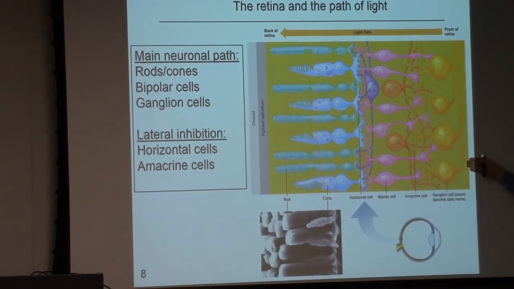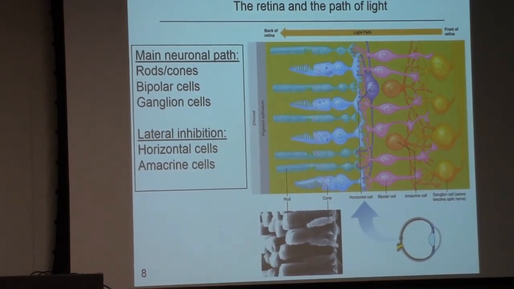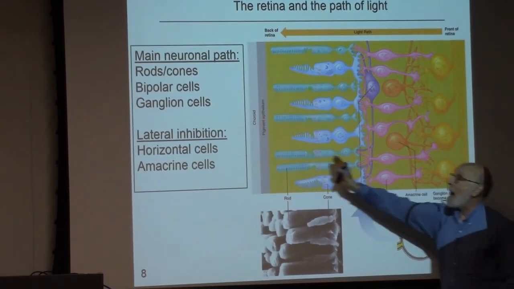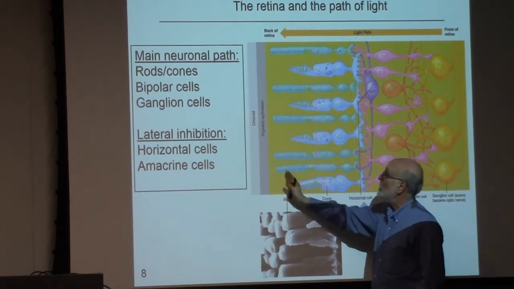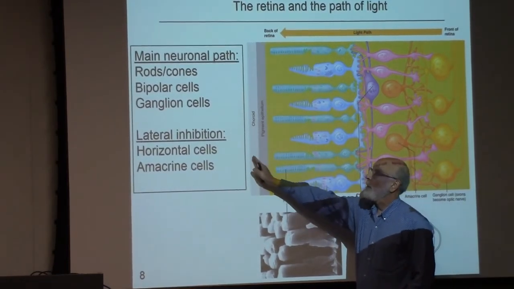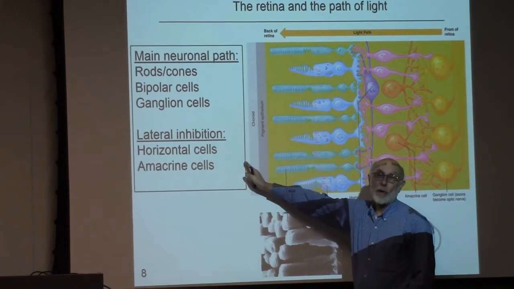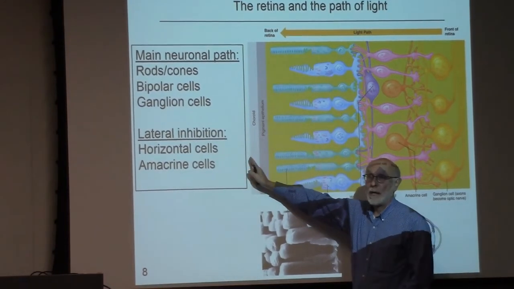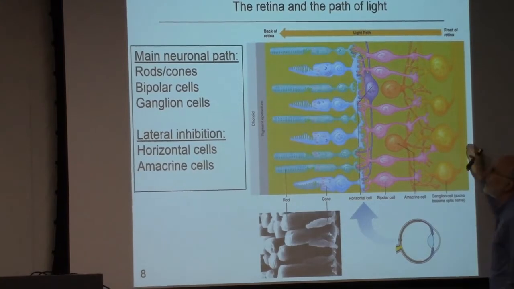This is the front, so this is what's facing the vitreous humor. And this is the back, or posterior. So here is the back of the retina, and then there's the pigment epithelium, and the choroid, and behind the choroid is the sclera, the white connective tissue on the outside of the eyeball. So this is the front, and this is the back.